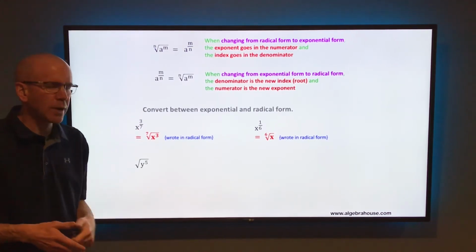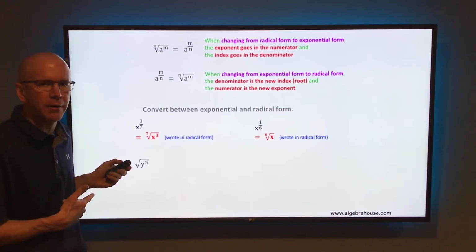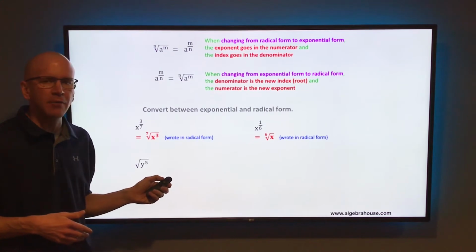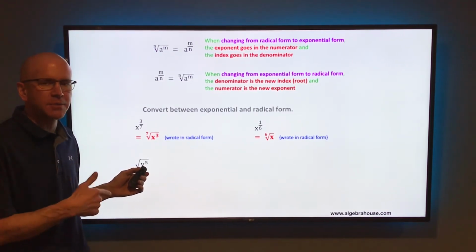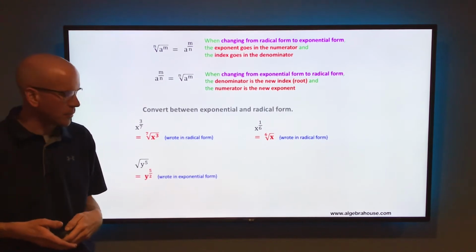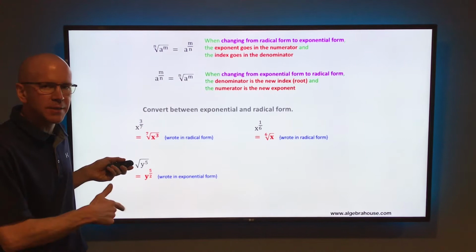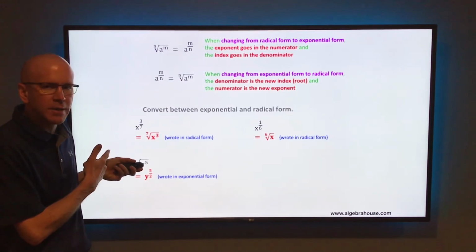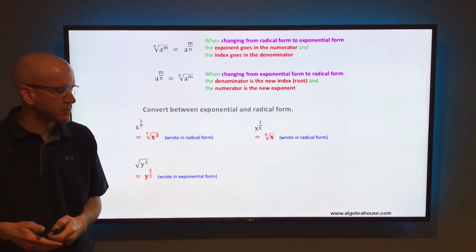If you have the square root of y to the 5th. Now with square root, we don't write the 2 out here, but it's there. So that becomes the denominator of that fractional exponent. The 5, the exponent right now, becomes the numerator of that fractional exponent. So that would be y to the 5/2 power. Again, the root is the denominator of the fractional exponent. That exponent right now is the numerator of the fractional exponent, making that y to the 5/2 power.